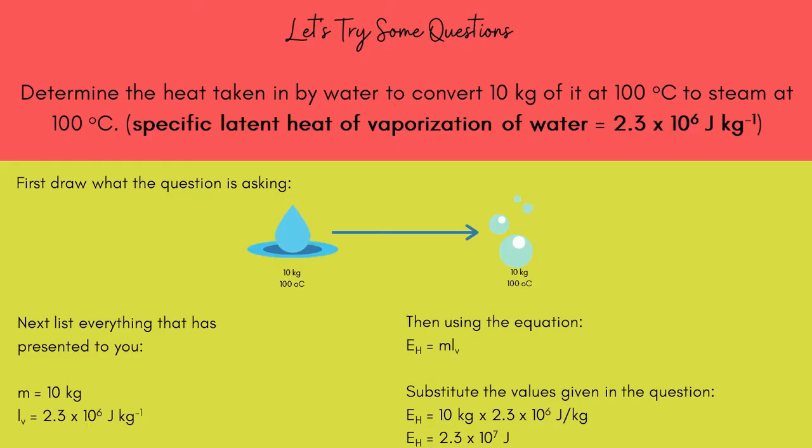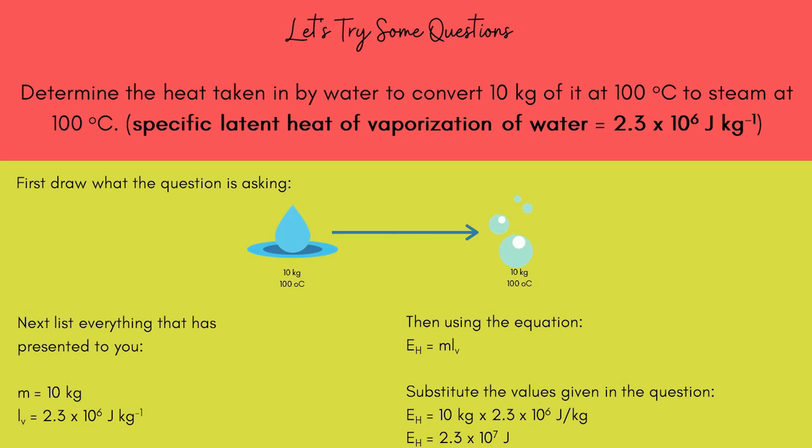Alright, so the first thing you need to do is to draw out the situation. So you would draw water being converted into a gas, and you would note that there is no temperature change. The temperature is constant because bonds are being broken. That's the easiest thing to remember.